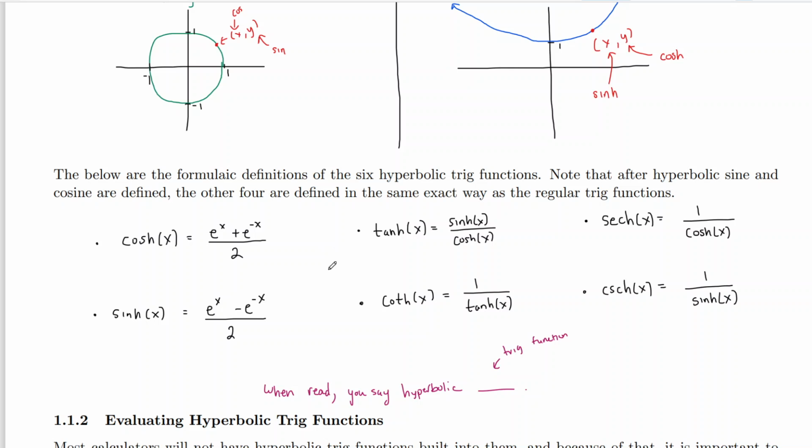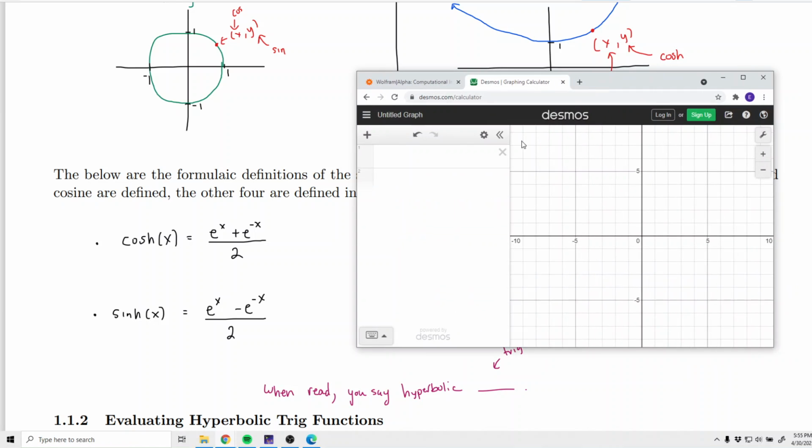So you should be familiar. We've talked about all of these in the class as trig functions anyway, but you should remember from trig, if you knock the h off, all these formulas match exactly the same. Now what I want to go ahead and do is look at the graph of hyperbolic cosine and hyperbolic sine. So what I'm going to do is graph. You can actually type in Desmos, hyperbolic cosine, hyperbolic sine.